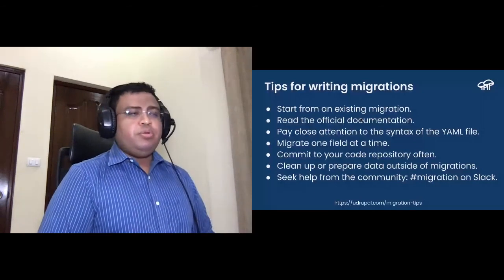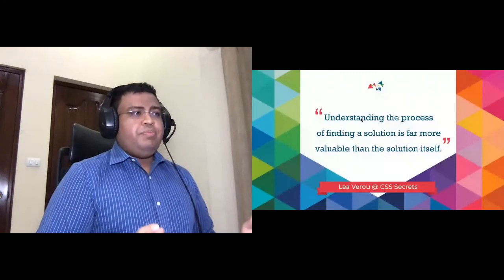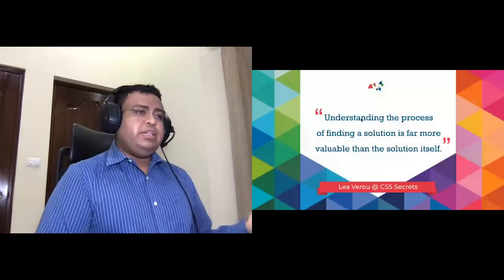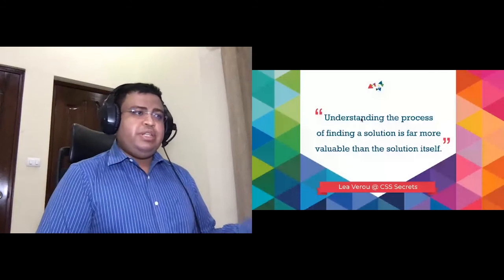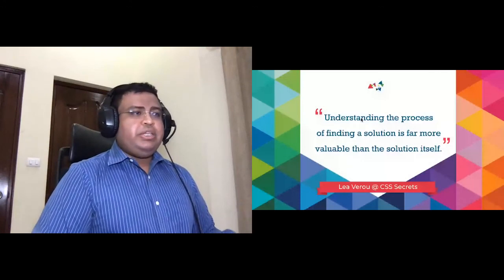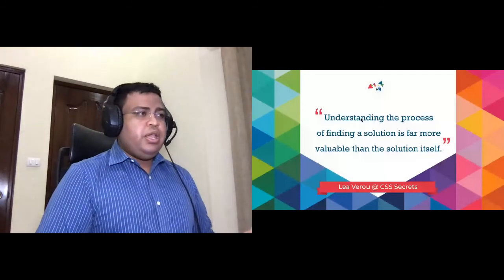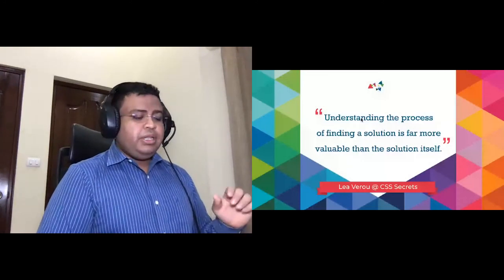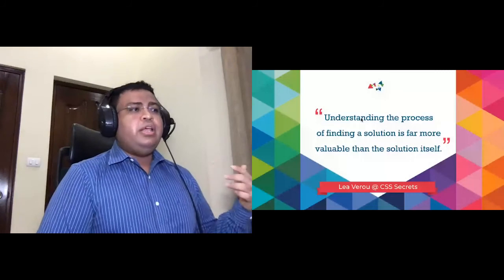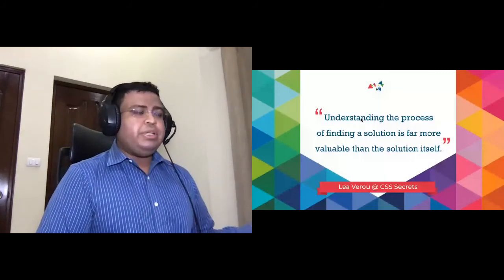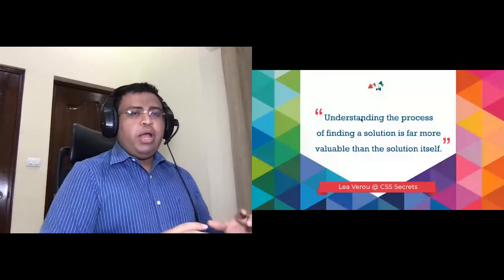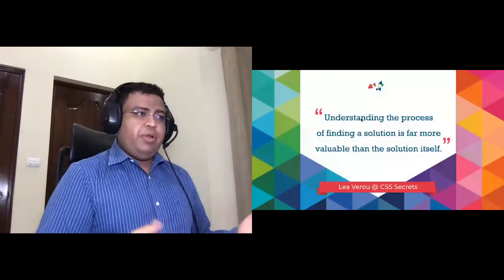And this is probably the most important tip that I can give you. Lea Verou, author of CSS Secrets, says, understanding the process of finding a solution is far more valuable than the solution itself. And I mention this because the Migrate API is just like a toolset. You have so many tools that you can use for many different purposes, and it is up to you to combine them into something that works for you. Take your time to read, to understand, to play with different examples, to break on purpose things that are working, so you get familiarized with the errors. And once you understand why things work, and when they break, why they break, you're going to have a much easier time working with migrations.